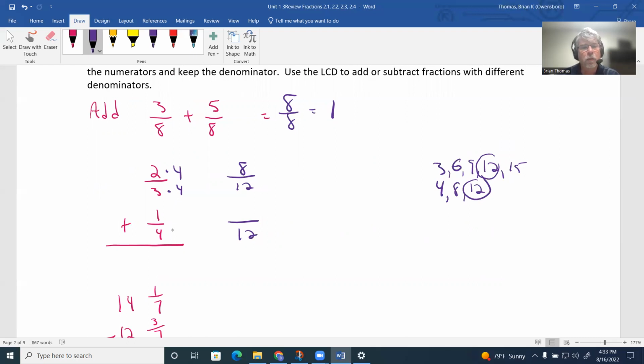In doing so, I still got to multiply the 4 down here by 3, and I got to multiply the numerator here by 3 to keep it equivalent. So 1 times 3 is 3, and 4 times 3, of course, is 12. Now, if I add these fractions together, 8/12 plus 3/12 gives me now 11/12. And 11/12 does not reduce.